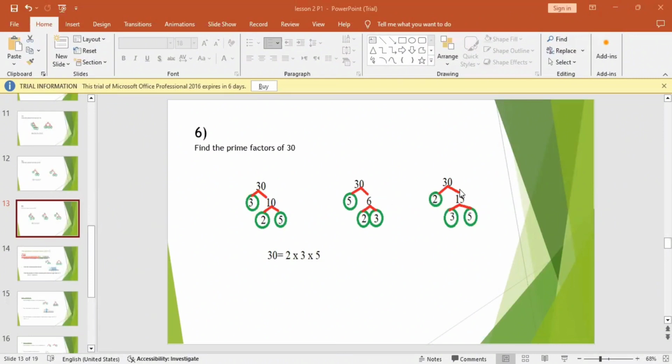30 in another method. I can get it by multiplying 2 times 15. And 15, I can get it by multiplying 3 times 5. 2, 3, 5 are also prime factors. So I can get 30 by multiplying 2 times 3 times 5. Let's check. 2 times 3 equals 6. 6 times 5 equals 30. So your answer is correct.